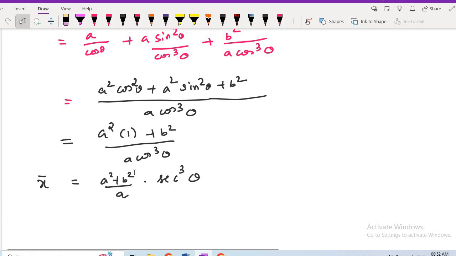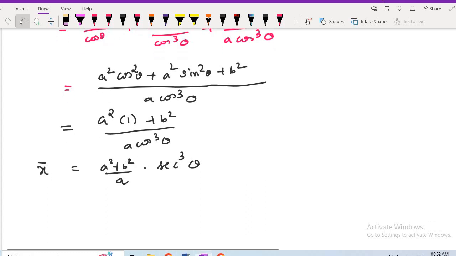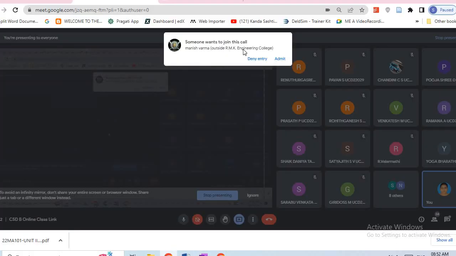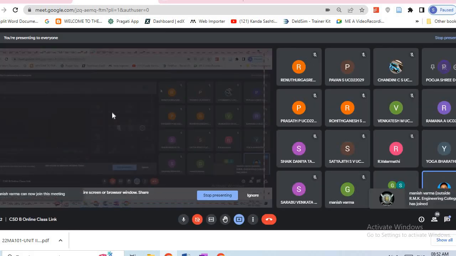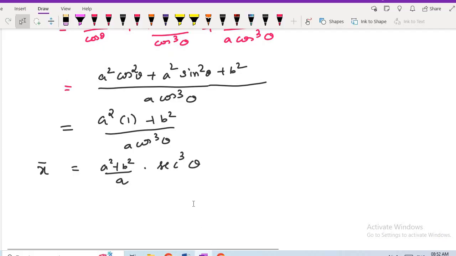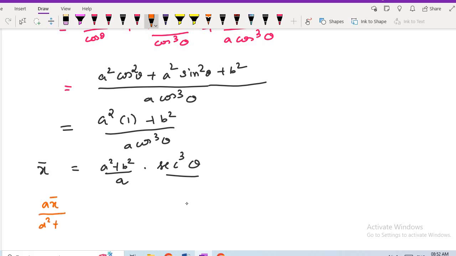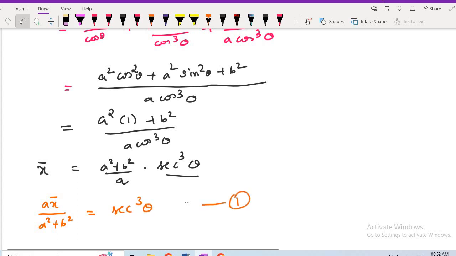So we need only the constant alone on one side and the thetas on the other side, so we can rewrite. Okay, so a x bar divided by a square plus b square is equal to secant cube theta. We can take this as equation number 1.